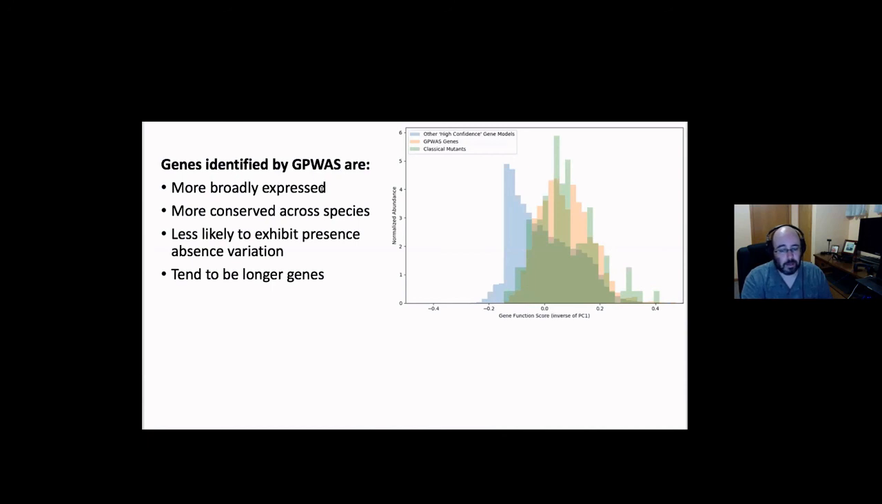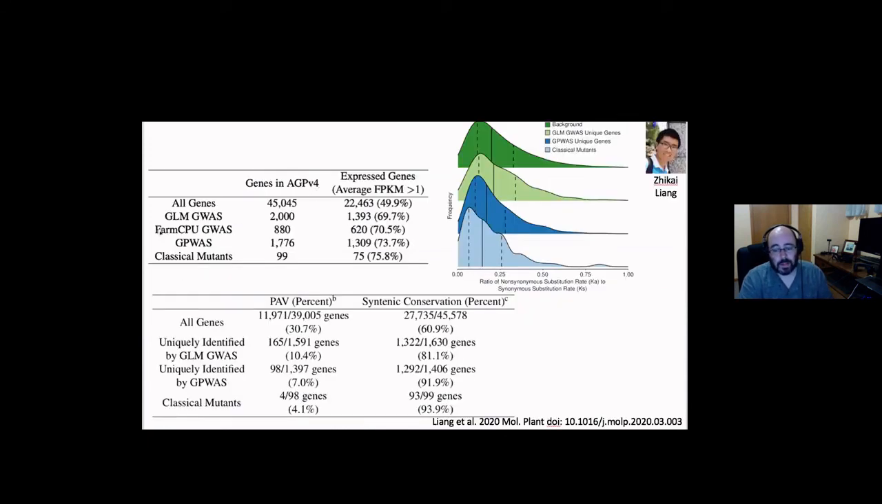They tend to be more broadly expressed across tissues, more conserved in the same locations between species. They're less likely to exhibit presence-absence variation. They also just tend to be longer than the average gene model. And this goes through that in a bit more detail. But this got us quite excited because if classical loss of function mutants are different from everything else, there could be a lot of explanations for that.